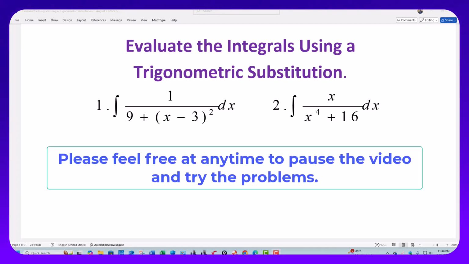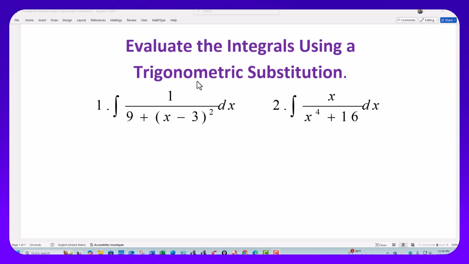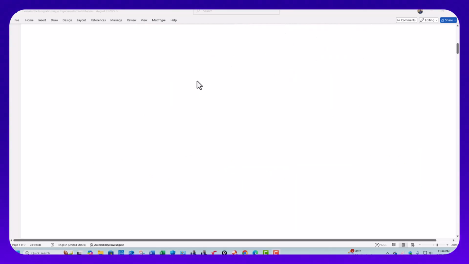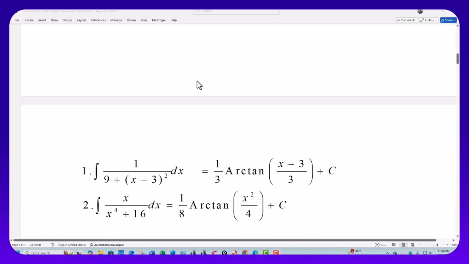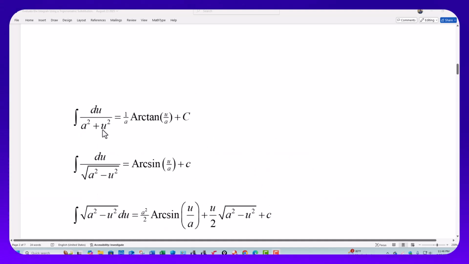In this video, we want to evaluate these two integrals using a trigonometric substitution. Now, in an earlier video, we worked out the same two problems using this integration formula for arctangent. Any integral in the form du over a squared plus u squared has a value of 1 over a arctangent of u over a plus the constant of integration.